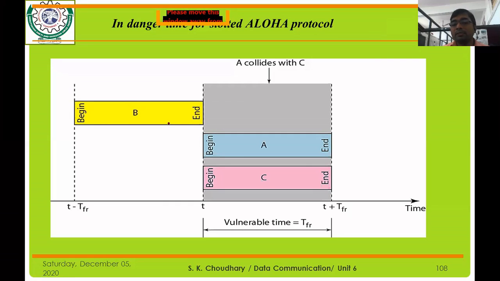as the two stations have missed this time slot, A and C would start at the same time, and because of that a collision occurs. But here you can see that this vulnerable or critical time is only T frame. It is less. That's why the efficiency improves.